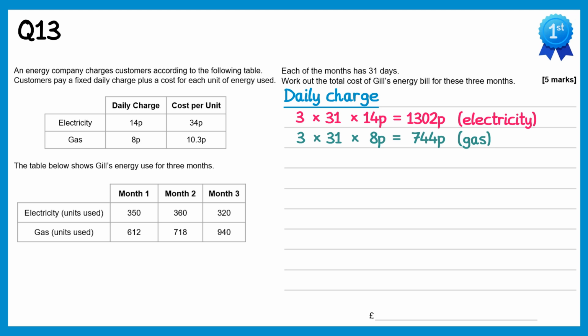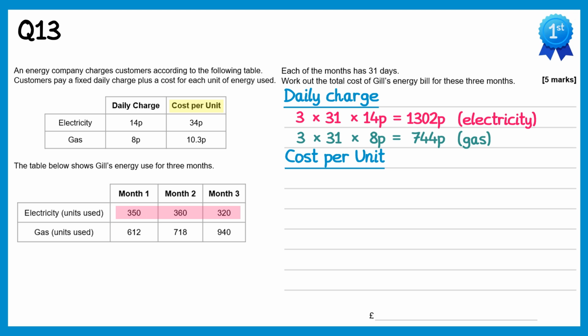Now we've done the daily charge, we need to work out the cost per unit charges. The cost per unit can be found in the table here. This means for every single unit of electricity you use, you'll need to pay 34 pence. For every unit of gas you use, you'll need to pay 10.3 pence. The table below that shows the amount of energy that Jill used. So the electricity is 350, 360 and 320.